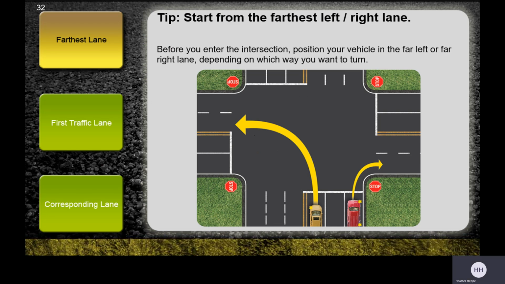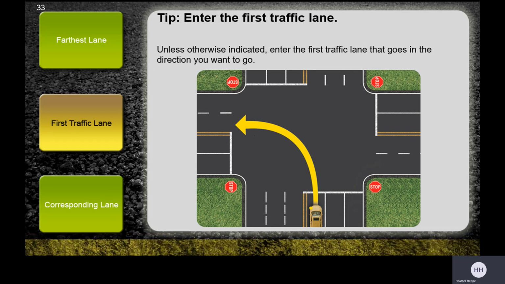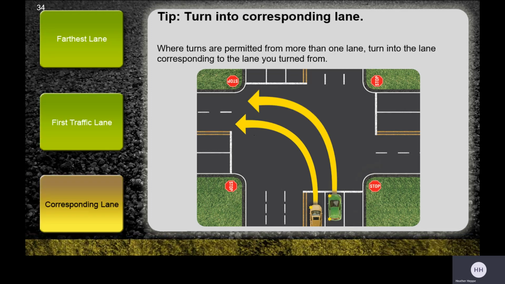To start from the furthest lane to the right lane. Before you enter the intersection, position your vehicle to the far left or far right, depending on which lane you want to turn. So here, if we're looking for a left turn, again, we've talked about this in past units. We're going to essentially make an imaginary line of lining up the double yellows, and crossing across here.